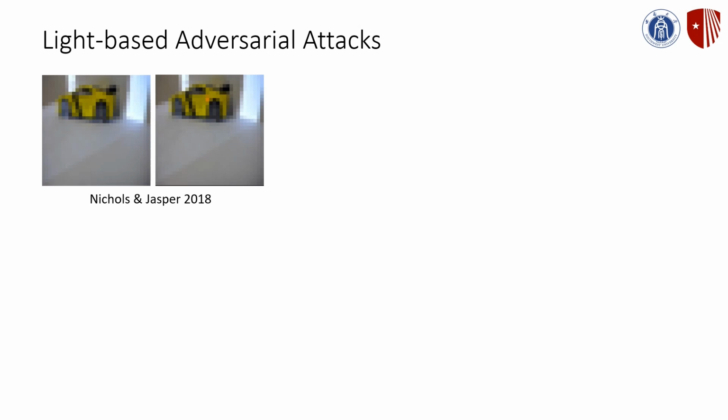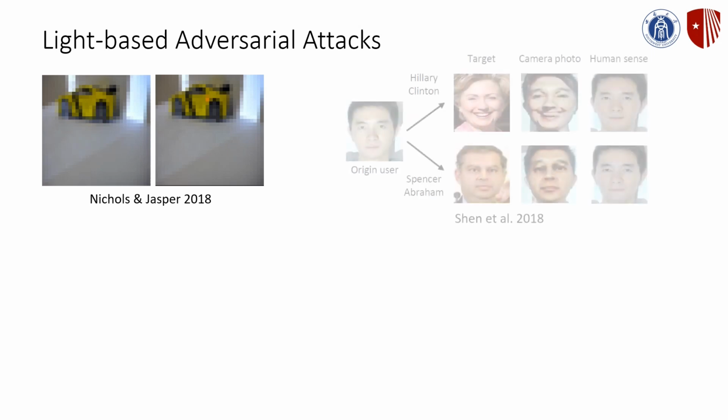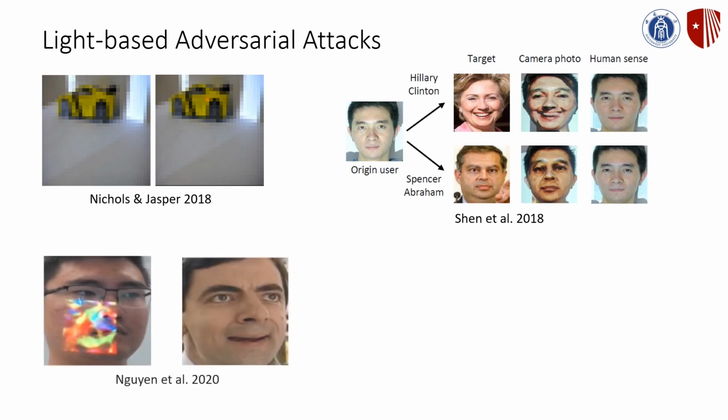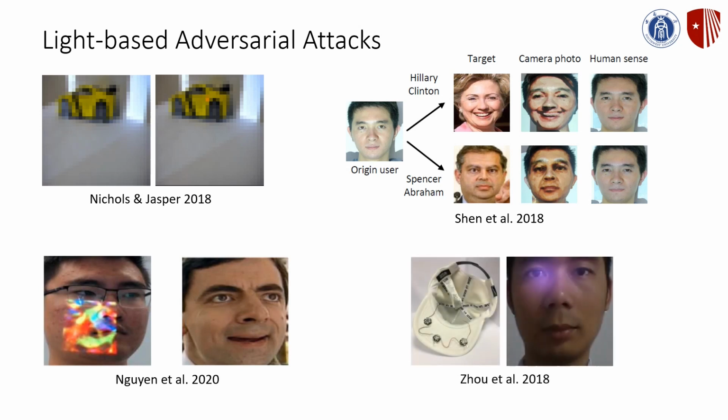For example, Nichols and Jasper achieve untargeted attacks with a low-resolution projector camera system, where only one projector pixel is projected to the car. Shen and co-authors control camera shutter speed to capture human imperceptible adversarial patterns. Nguyen and co-authors project strong adversarial patterns to fool face recognition systems, while Zhou and co-authors use infrared LEDs instead, for better stealthiness.